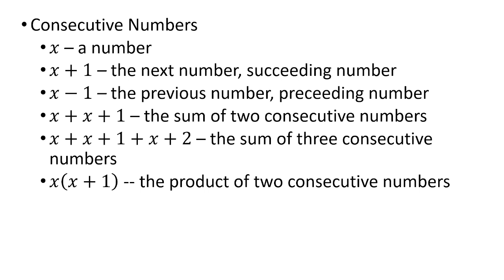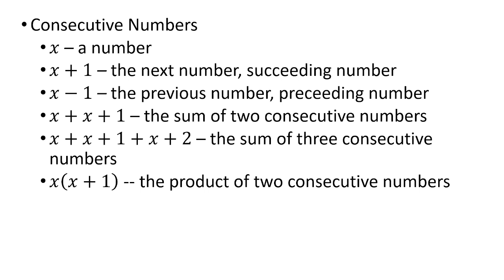Now, one of the common word problems is on consecutive numbers. If you start with a number, say x, then the number after that is x plus 1, and the number before that is x minus 1. So let's say your x is 5. The number that comes after 5 will be 6, so that is x plus 1 or 5 plus 1. And the number before 5, of course, is 4, so that's x minus 1 or 5 minus 1.